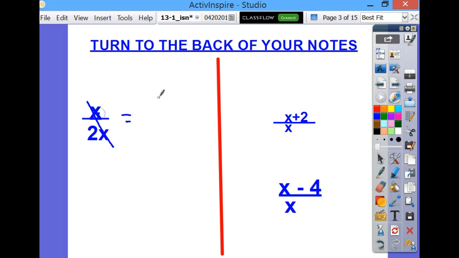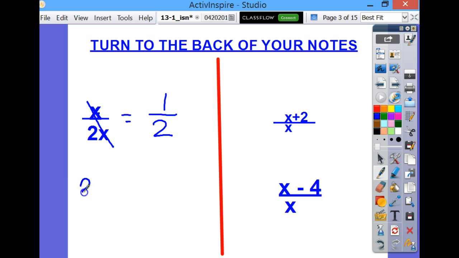X divides into X one time, and then I have this 2 on the bottom. That's all good. Now, please notice that X goes into X one time, and that has a 1 in the numerator. Can I leave the 1 in the numerator out? Is it okay if I just write the answer like that? Is 2 the same as 1/2? No. You have to have the numerator.